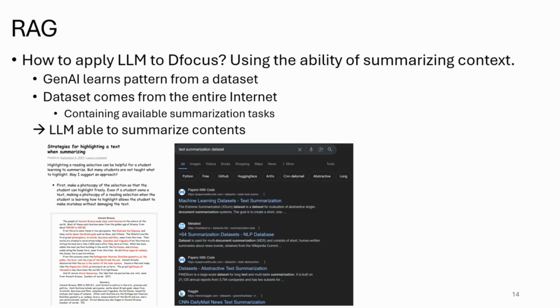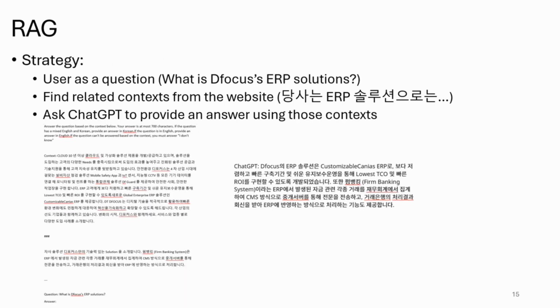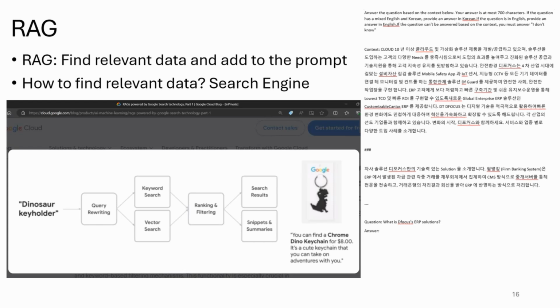We use the ability of summarizing the context. Why does it have that ability? Because ChatGPT learned from the internet, and luckily on the internet there is a task called text summarization dataset, and from those datasets ChatGPT understands how to summarize. So thanks to that ability, we can apply ChatGPT for our work. We take the user's question, find related content from our website, and then ask ChatGPT to provide an answer using the context. So here, let's go to the search engine, the thing that we will implement.